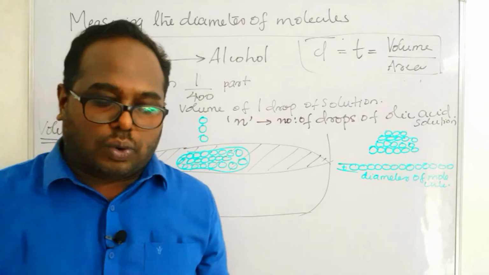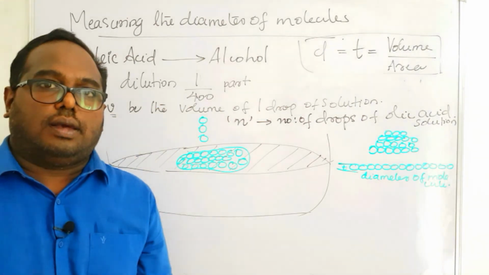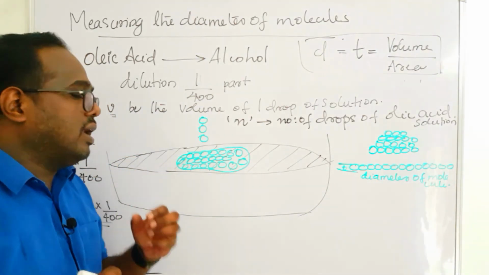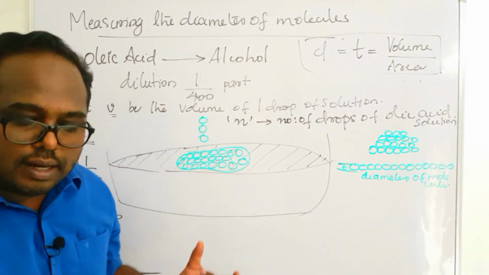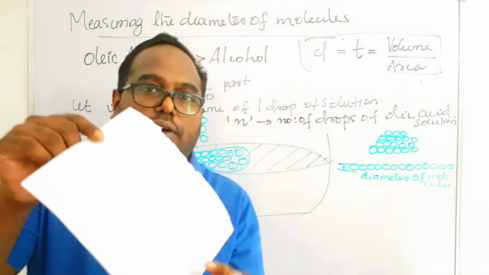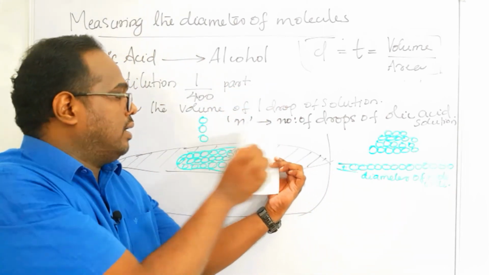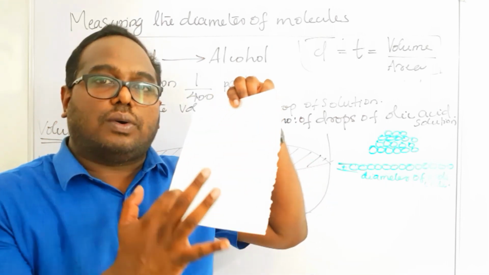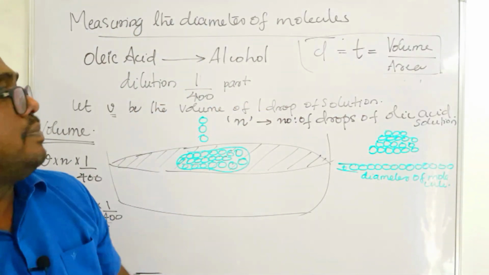So what you have to find out? You have to find out the area of the surface. Look at this. If it is a circular one, we can easily find out the area, right? Measure that radius and you can calculate using the formula. But here it is not a circular one. It is a different shape, not a definite shape. So you have to measure this area. What you have to do is, you have to take a graph paper and dip that paper on the surface like this. What will you get? You will get a patch of the shape of that oleic acid surface on the graph paper, correct?